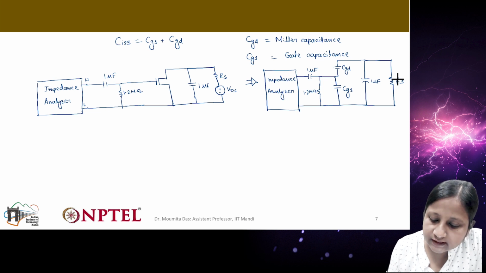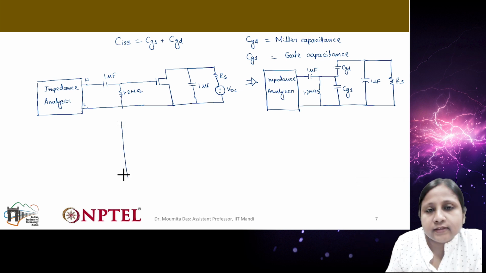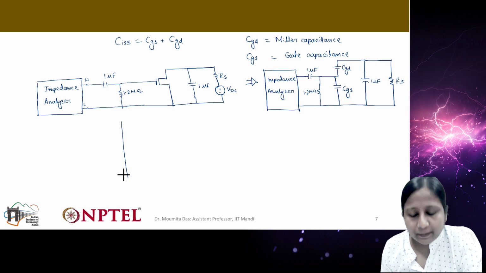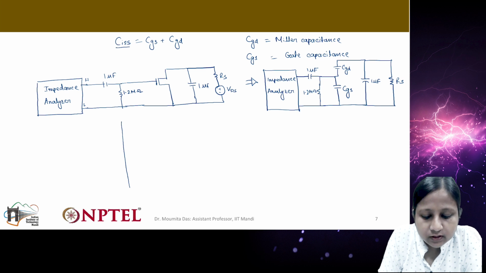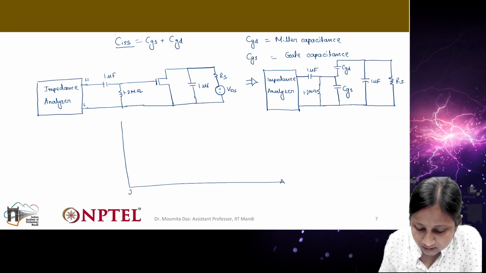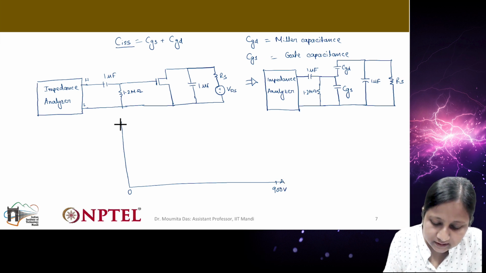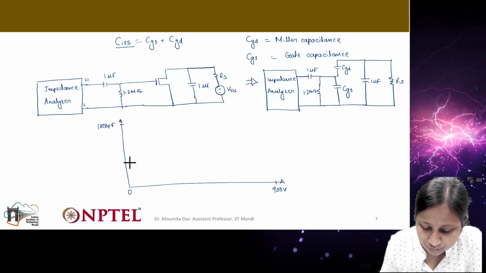Now how does this characteristic look? If I take a similar device as the previous case to find the characteristics of the input capacitance, in the impedance analyzer we will get this CISS. Similar to the previous case, let's take the voltage level from 0 to 900 volts, and the input capacitance in picofarad, let's say with a maximum value of 1000 picofarad. So 0 to 1000 picofarad.